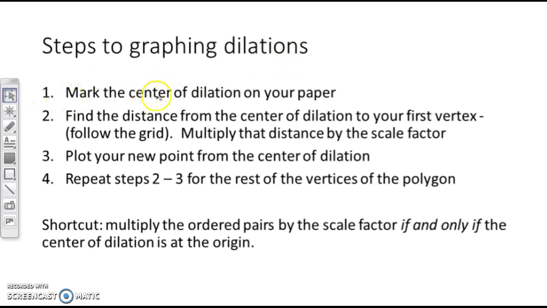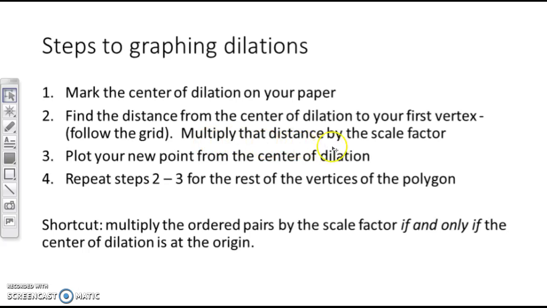The first thing you want to do is mark the center of dilation on your paper. I usually mark it with a star. Then you're going to find the distance from the center of dilation to your first vertex. Make sure you follow the grid. Don't just draw your own diagonal line. You have to follow the grid to get there.